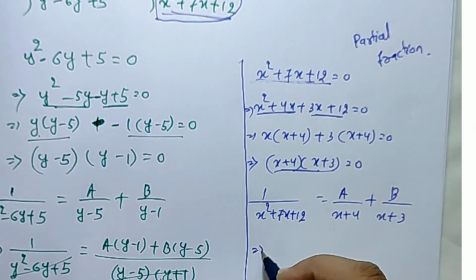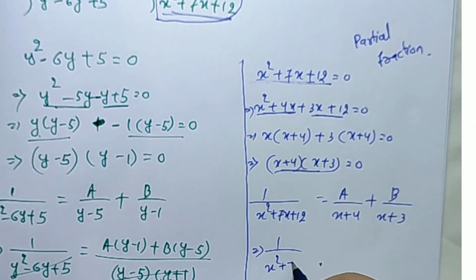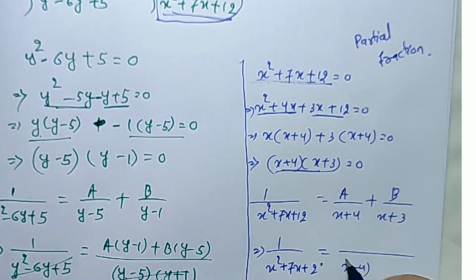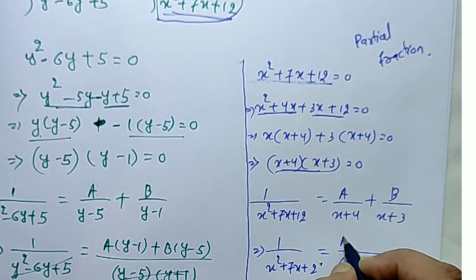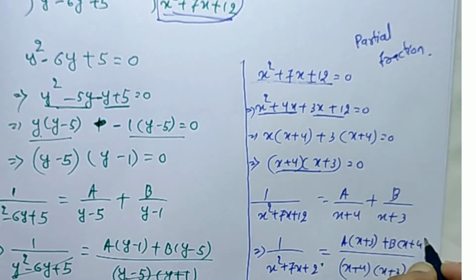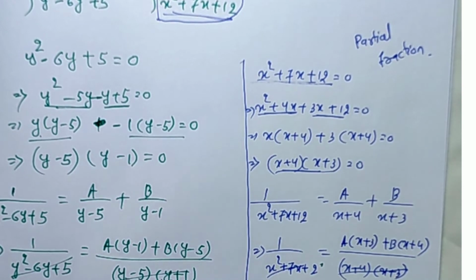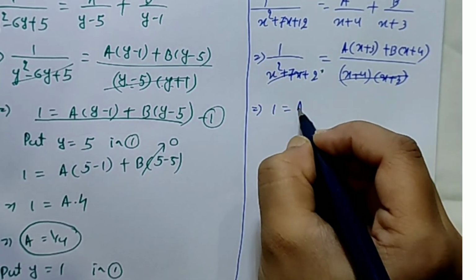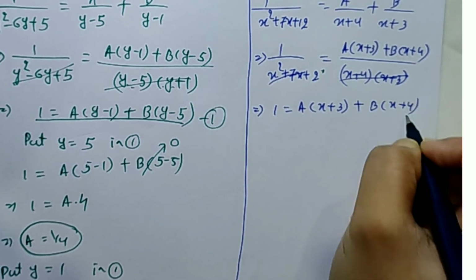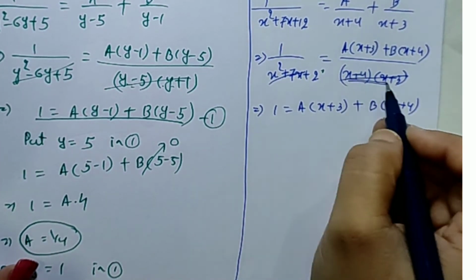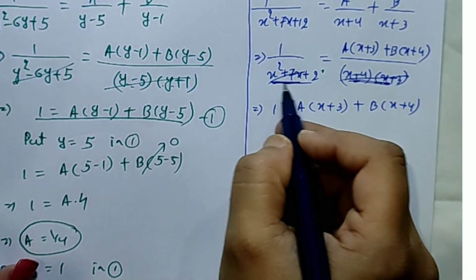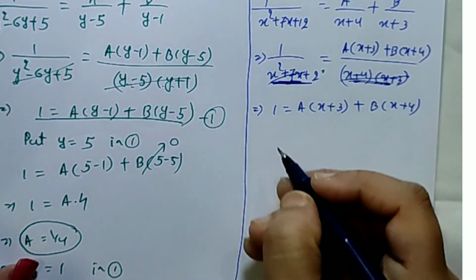Okay, implies 1 by x square plus 7x plus 12 is equal to, taking x plus 4 into x plus 3 as LCM, I have a into x plus 3 plus b into x plus 4. Now cancelling out, implies 1 is equal to a into x plus 3 plus b into x plus 4. How can I cancel it? This is the factor of this polynomial. So if I multiplied these two terms, this will be evolved like this. So this will be cancelled out.